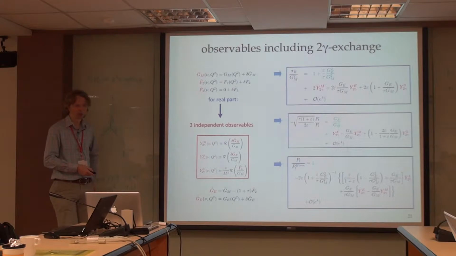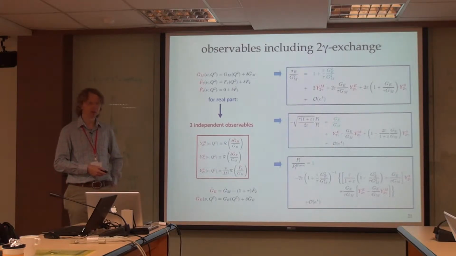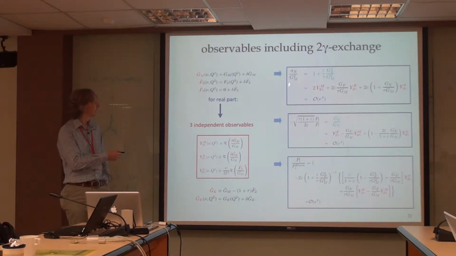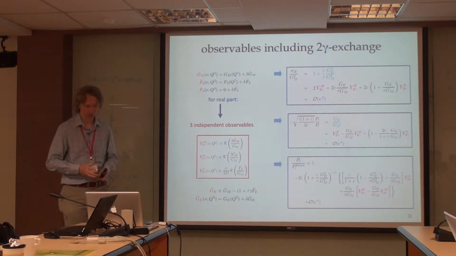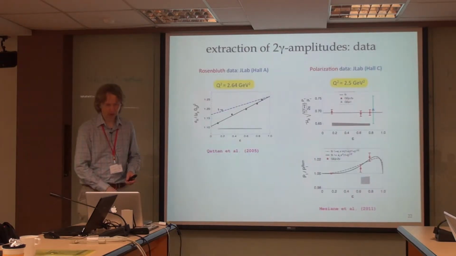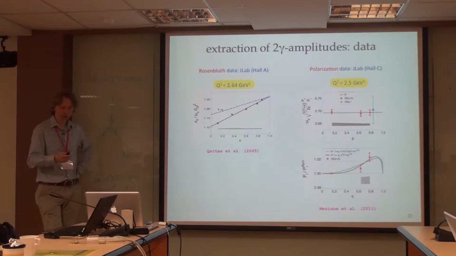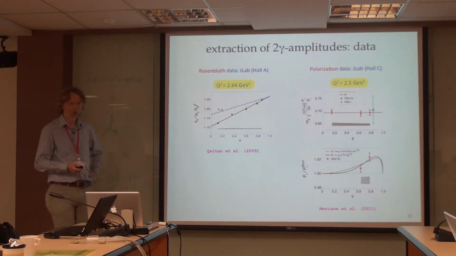So in principle, if we have 3 accurate measurements of 3 observables, there are 3 independent observables, one can deconvolute this and extract these 3 amplitudes. So now this has actually been done, but only for one specific point in Q squared up to now.